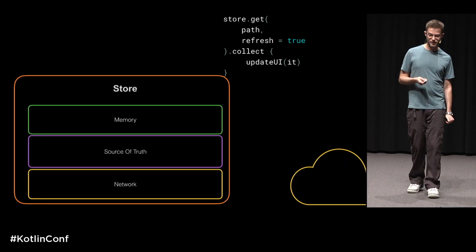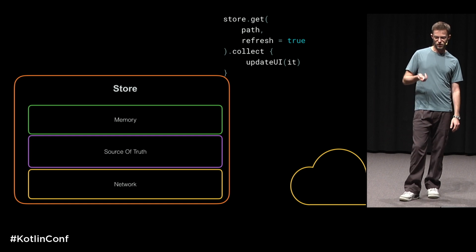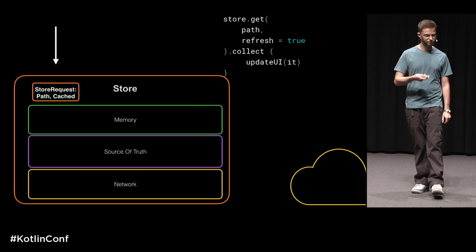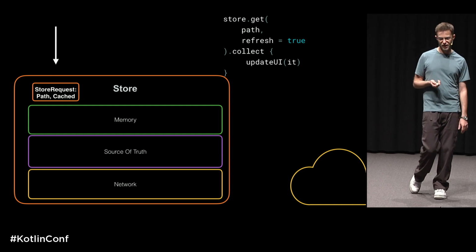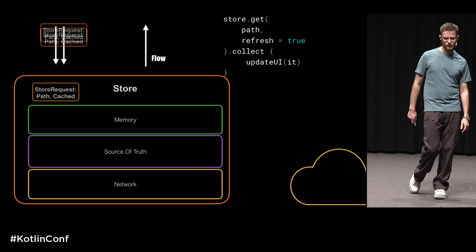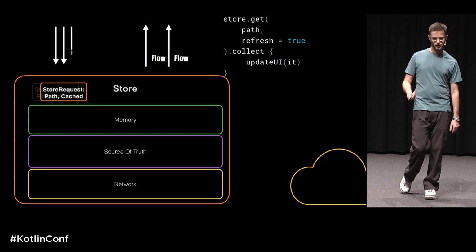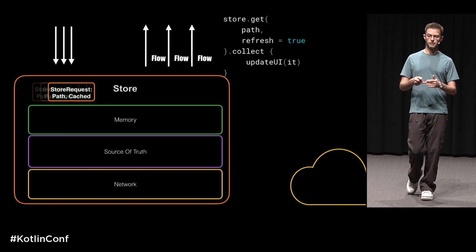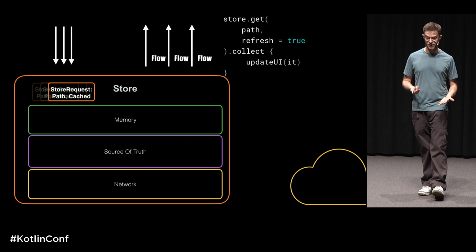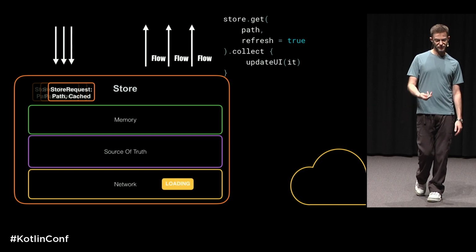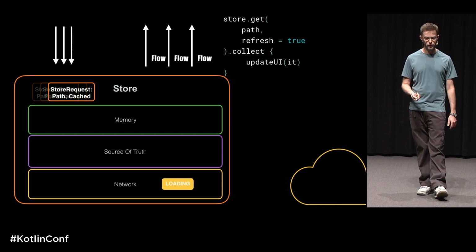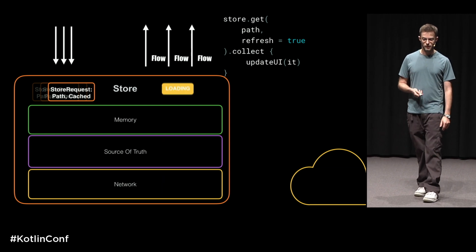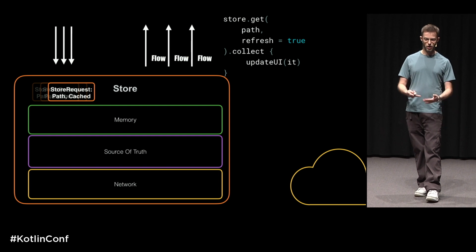So let's look at our store.get example again. And we're collecting it in the UI. So one fragment makes a store request for a path and saying we want cache data. We generate a flow. But then we get a second request for the same key. We get a third request for the same key. And now we have 3 active flows that all want the same data. Because the data doesn't exist in memory or in our source of truth, we'll create a loading store response and then multicast it through all 3 flows.